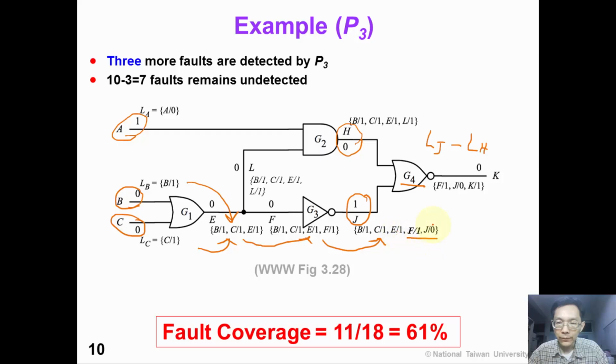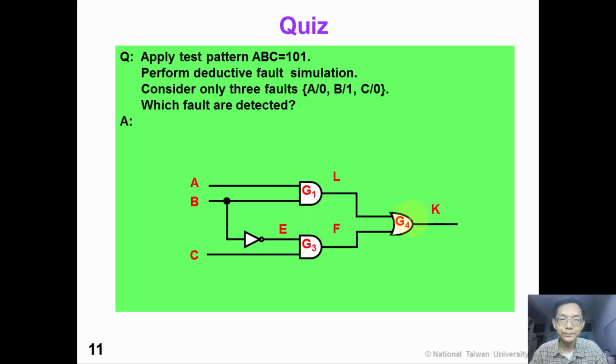So we have F stuck at 1 and J stuck at 1 plus K stuck at 1 fault. So 3 more faults are detected by pattern P3. So overall, we can detect 11 faults out of 18 faults. The fault coverage is 61% for these 3 test patterns.